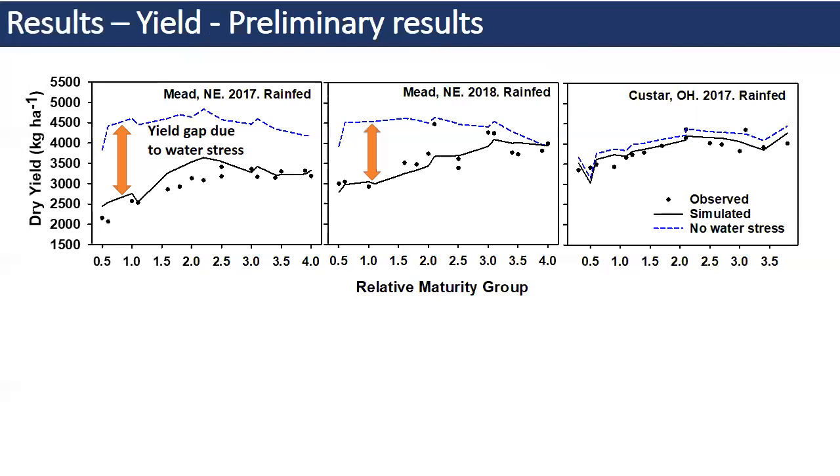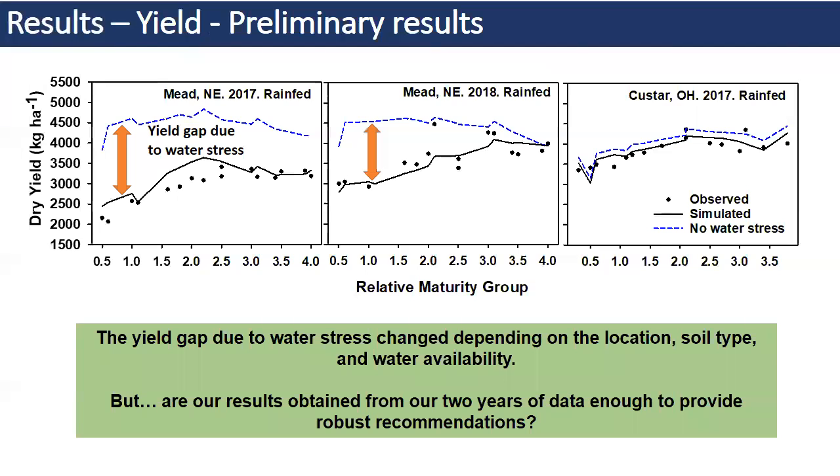We also see that yield gap due to water stress was higher in these two sites, and practically there is no yield gap due to water stress for this location. So yield gap due to water stress changes depending on location, soil type, and water availability.